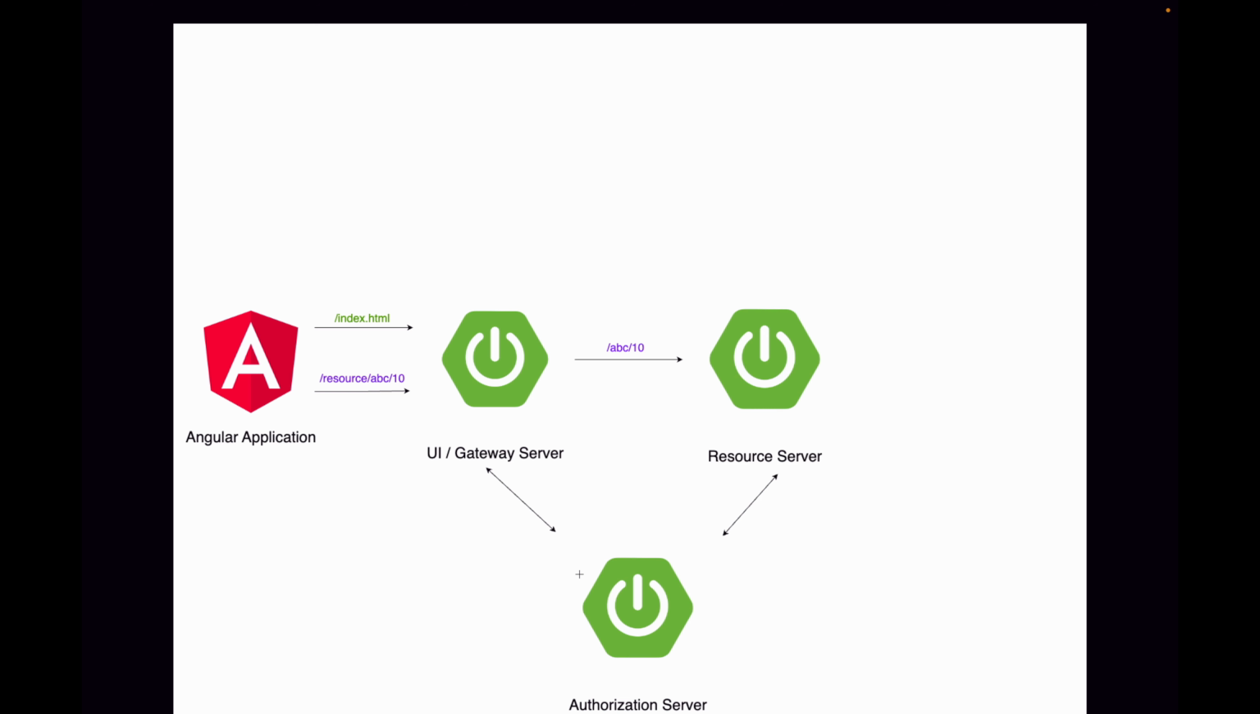And since we are using OAuth2 for authentication and authorization, UI server acts as an OAuth2 client, resource server as OAuth2 resource server, and authorization server as OAuth2 authorization server. And the resource owner will be the user who is using our application.